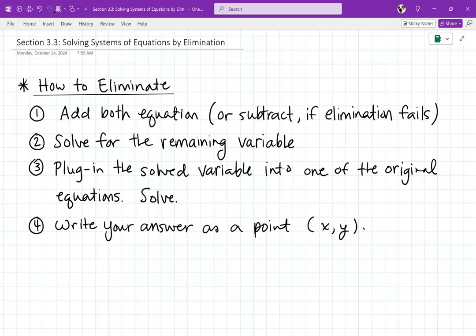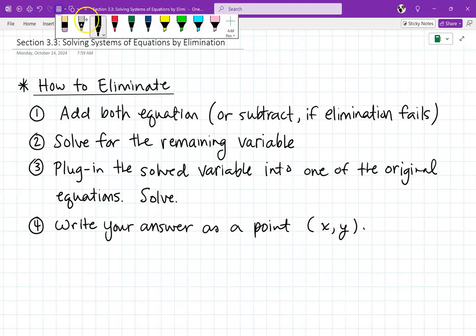So this is how you eliminate. Again, do you have to memorize all this stuff? No, just remember, elimination, I always add or maybe subtract. Something's going to cancel out. I'll solve for what remains. And then once I solve for whatever remains, I'll plug that back into one of the original equations and solve for the next variable. Then I'm done. I just got to put my answer as a point. I basically just said all 4 steps in my own way, right? Because that's the way I think about it. That's the way it has to go.